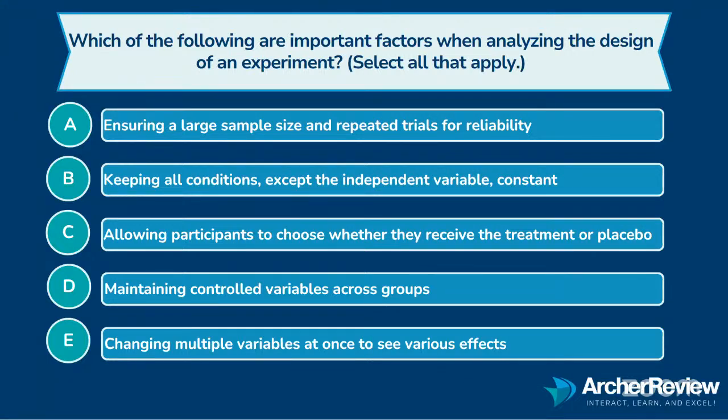And then repeated trials. The more times the experiment has been done with the same results, the more confidence we can have in that experimental design. Okay, our next answer, so that was A. Our next answer was B, that was correct. Keeping all conditions except the independent variable constant. This is so, so, so important.